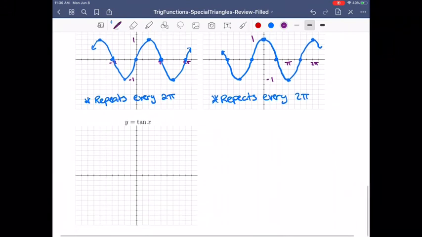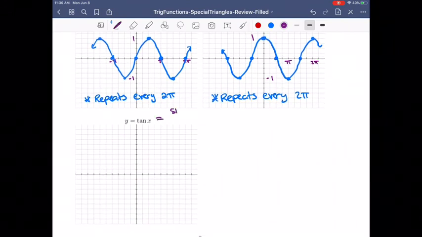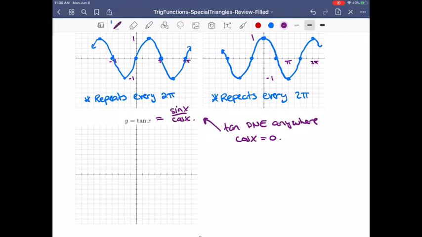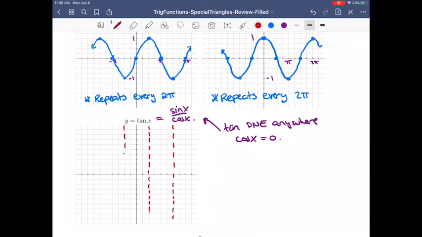Okay, for tan, it's a little bit different. Tan is sine x over cos x. So that means that tan doesn't exist anywhere cosine x is 0. So we're going to get asymptotes at pi by 2, 3 pi by 2, negative pi by 2, negative 3 pi by 2, etc. So these are all asymptotes.